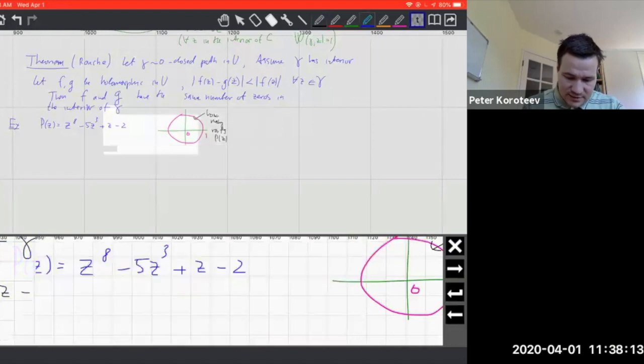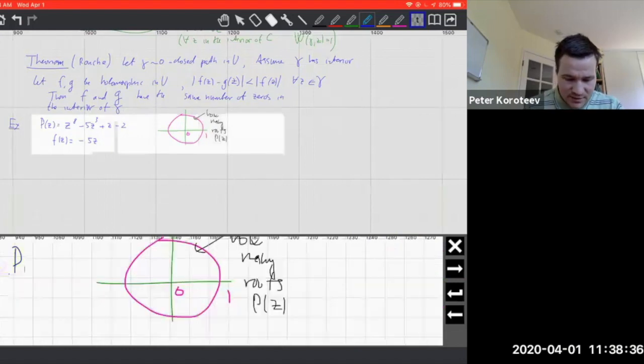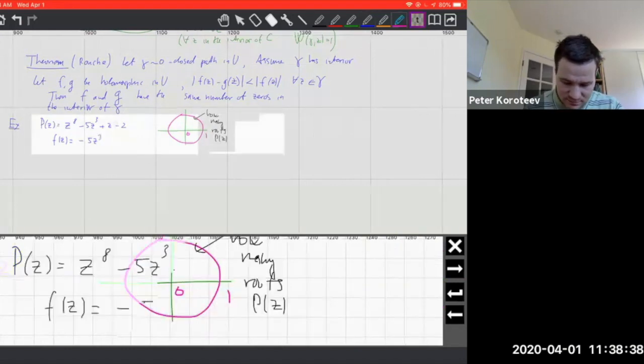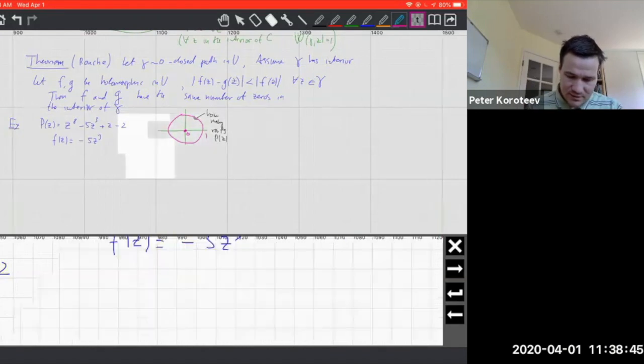Let's compare it against the function f(z), which is minus 5z cubed. Now, how many zeros does the function minus 5z cubed have inside the unit circle? Well, it has 3 if you count with multiplicities, right? So this function f has all its zeros here. It has 0 at the origin with multiplicity 3.